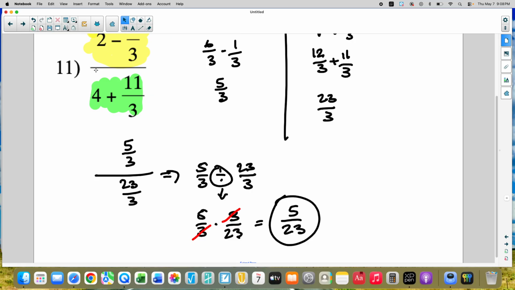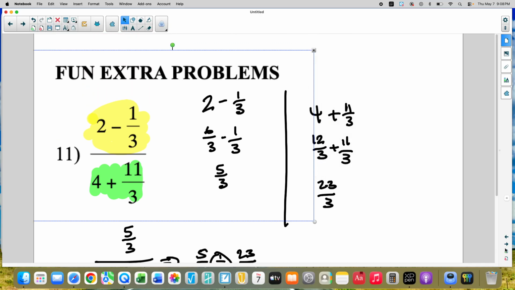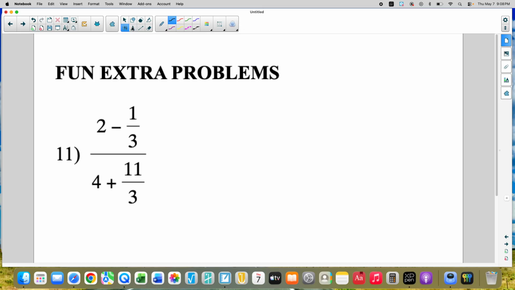I will show you another technique that you can use. I'll show you another technique, which is nice. You can look at the denominators here. What's the common denominator? 3. And the common denominator there.